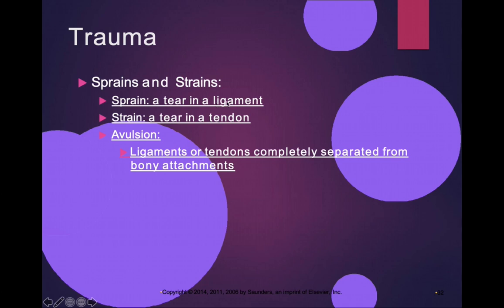Sprains are bone to bone, right? Ligaments go bone to bone. An avulsion is when a ligament or a tendon is completely separated from its bony attachment. That's when it avulses. Okay.